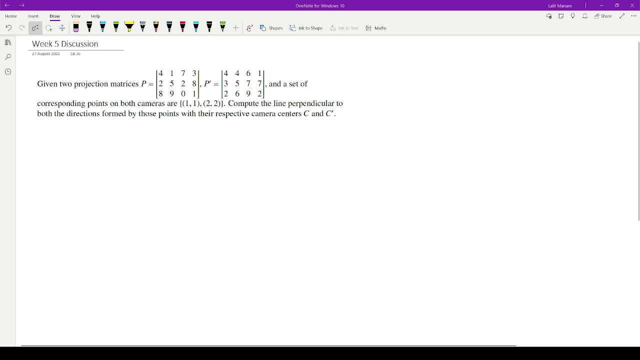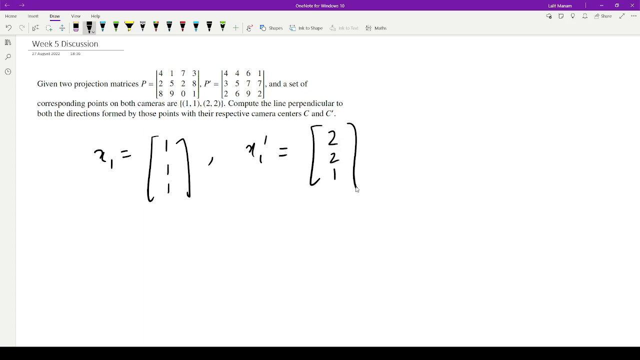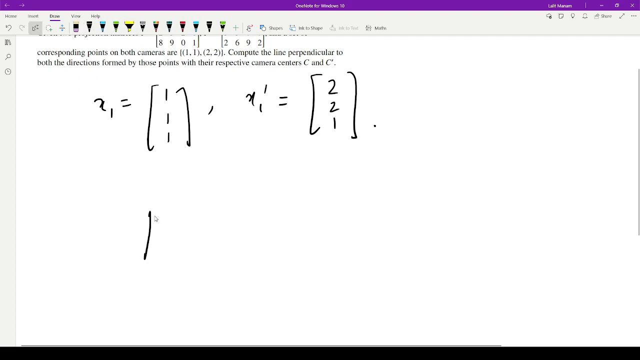So we'll start with the first question. We are given two projection matrices, P and P prime, and a set of corresponding points on both the cameras. I mean, they are just given one set of corresponding points. I'll write it in homogeneous coordinates. Compute the line perpendicular to both the directions found by those points with their respective camera centers C and C prime. So is the question clear? Can anyone tell how to proceed?